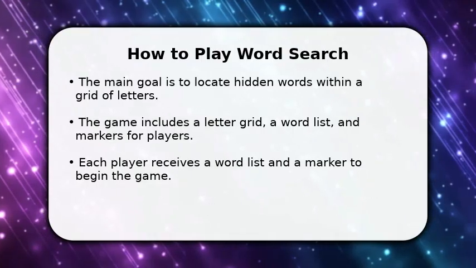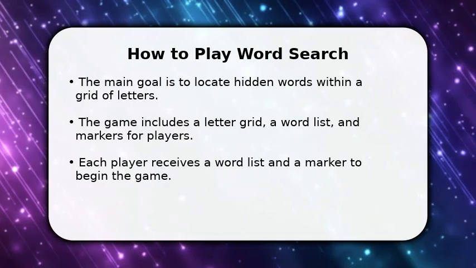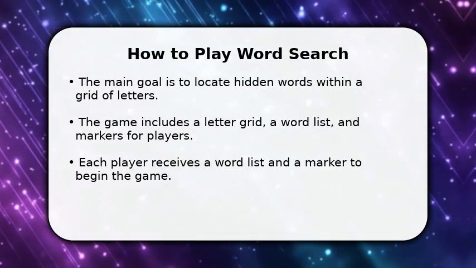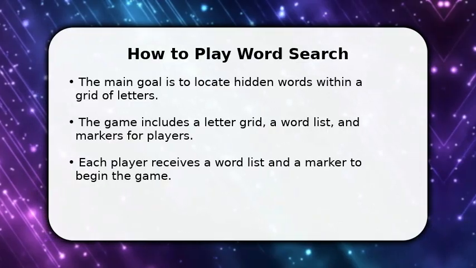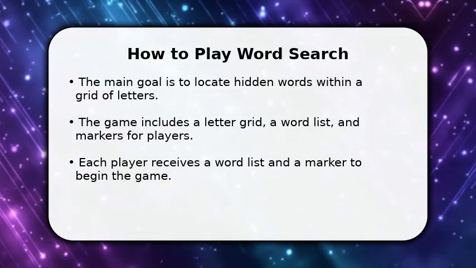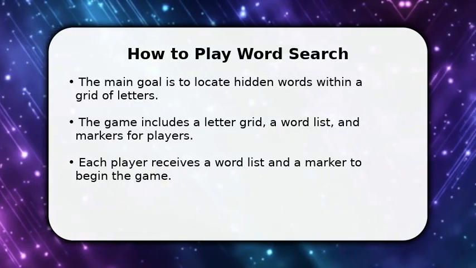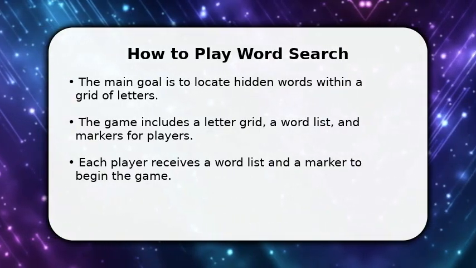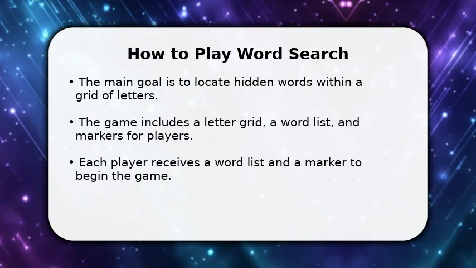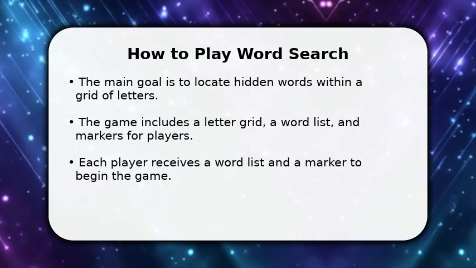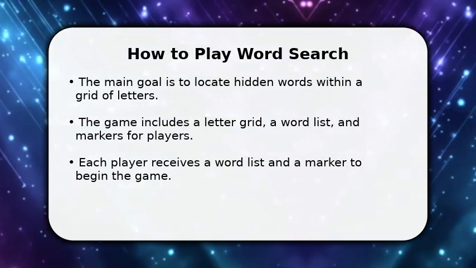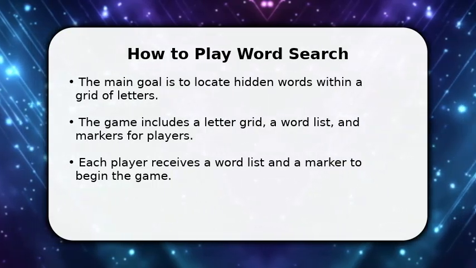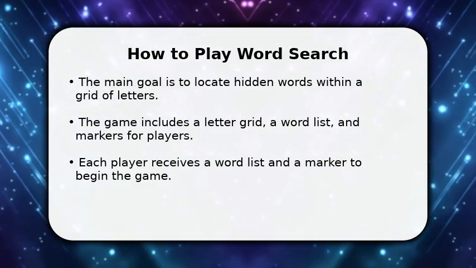In this video, I will explain how to play the classic word search board game. First, understand the objective. Find all the words from your given list hidden within a large grid of letters. The game typically comes with a main letter board, individual word lists for each player, and pens or pencils to mark your discoveries. To start, each player takes a word list and a writing utensil. Ensure everyone has a clear view of the central letter grid before the game begins.